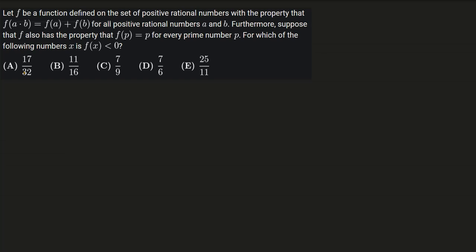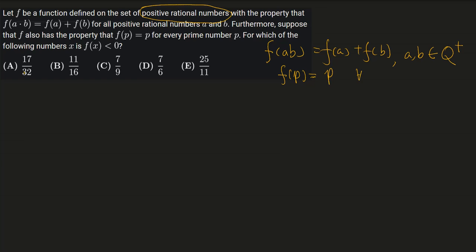As we can see, this is a general functional equation problem with the condition f of a times b equals f of a plus f of b. And remember, the domain of this function is the positive rational numbers. Therefore, a and b shall belong to the positive rational numbers. Good. And then we have a second relationship: f of p equals p for any prime number p. So now we want to consider what kind of x makes the value of f of x less than 0.